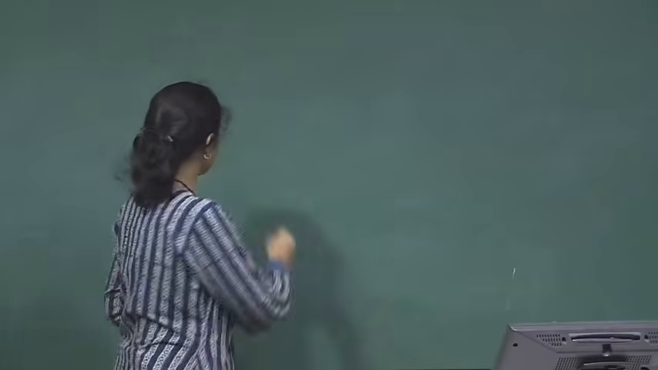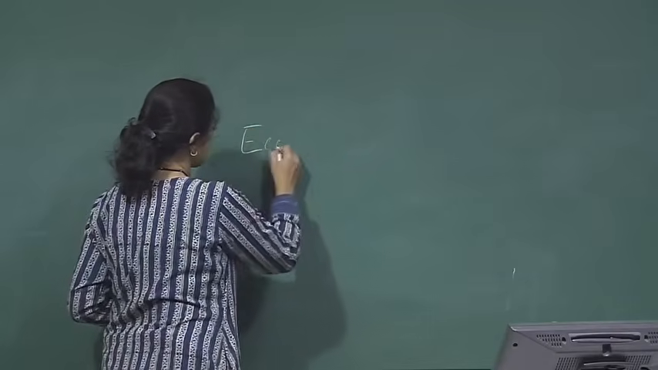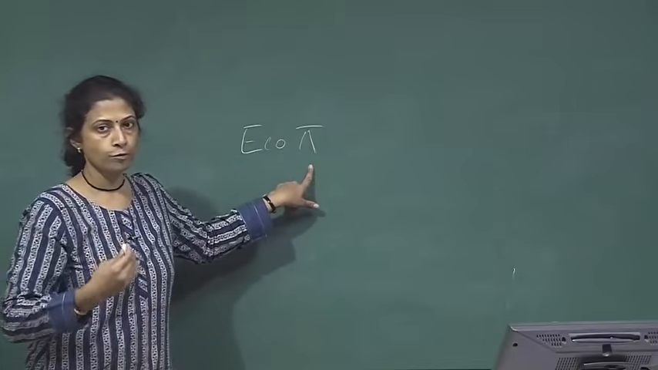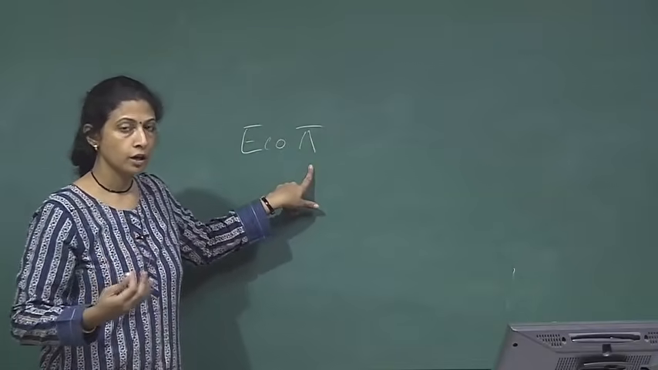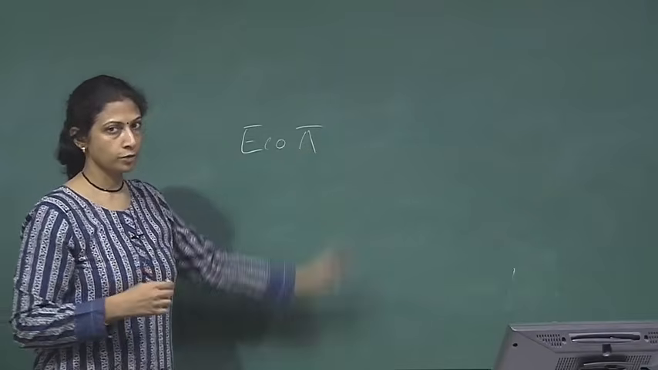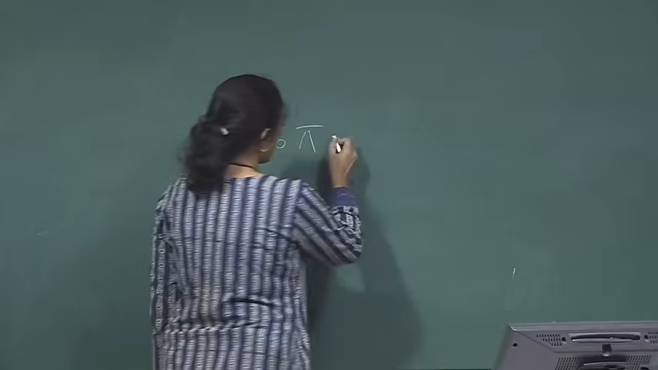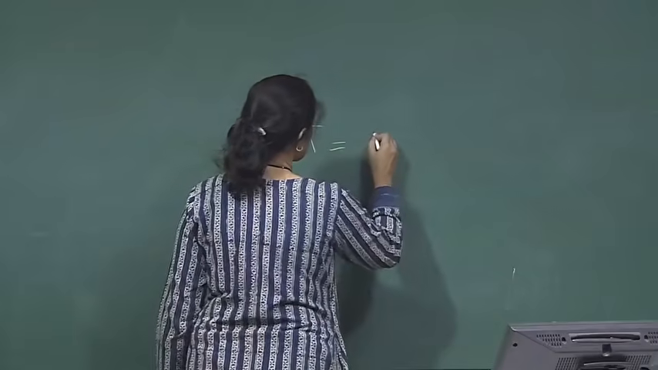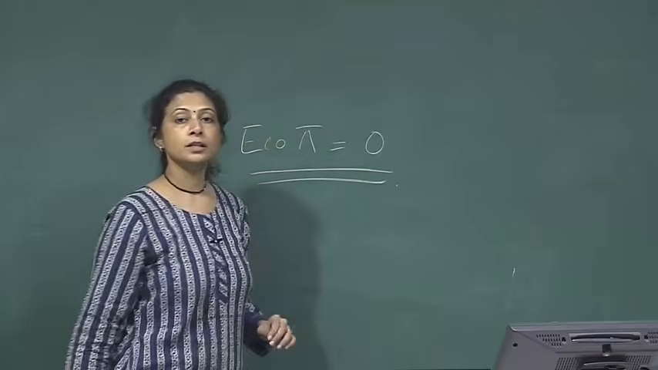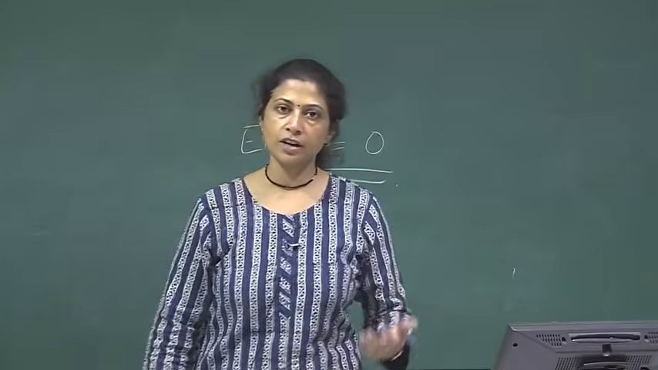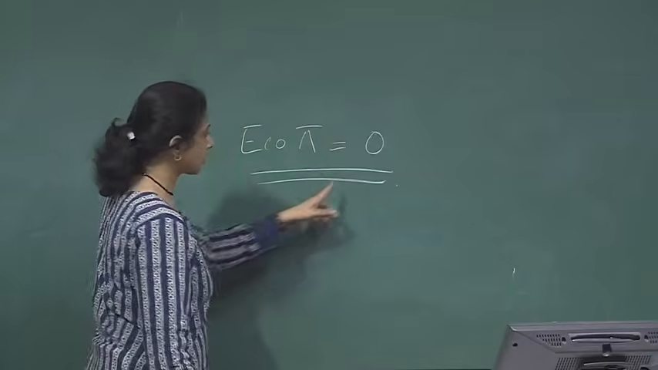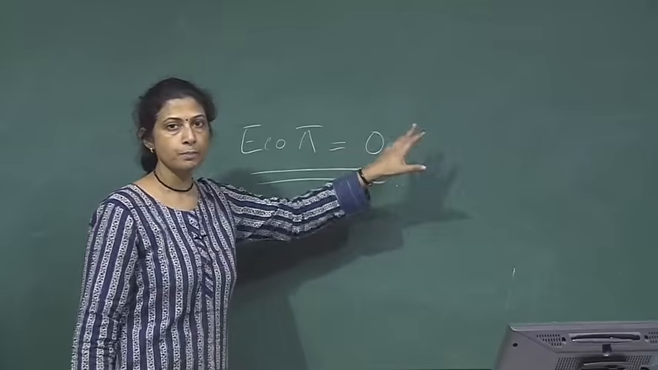So what happens when economic profit is zero? Now pi is a very common symbol for profit in economics, and we are going to use pi for profit in most of our lectures. So economic profit equal to zero. What does this mean? Does this mean that the firm or the producer is running a loss? No, it does not mean that it is running a loss, because it is also including the implicit cost in its calculation.